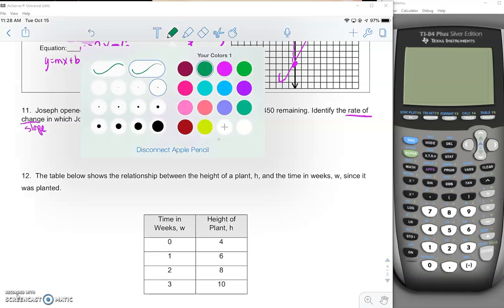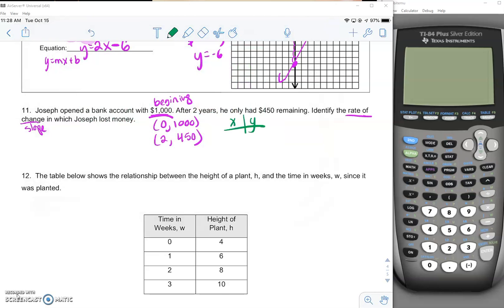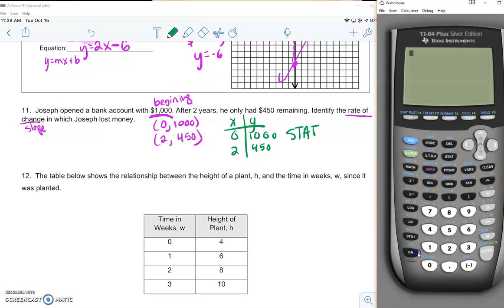Since we have 2 points, we can use our calculator to do this in stat. (0, 1,000) and (2, 450). So in my calculator, I go to stat. I can clear, or I can type over anything that's there. I have the point (0, 2). The x values are 0 and 2, and the y values are 1,000 and 450.